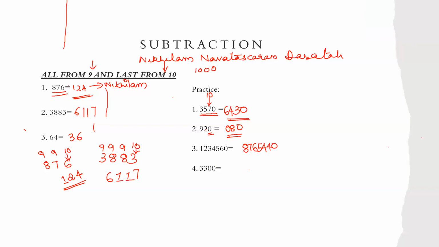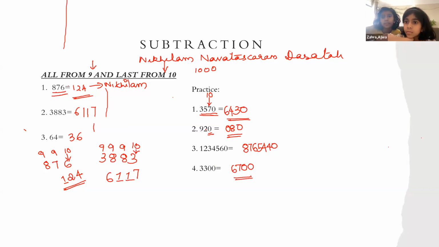Okay. Let's do the next number. 3300. Again, be wary of zeros. 6,700. Did you understand the concept? Nikhilam has its application in multiplication, division, and it is used everywhere. But first you should understand all from 9 and know how to calculate the Nikhilam. Fine?